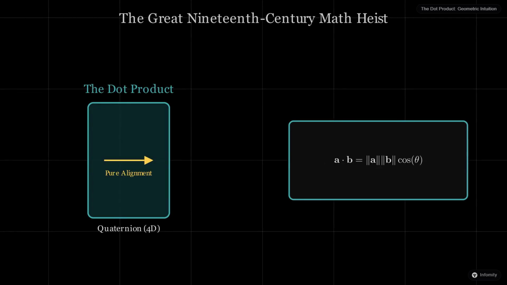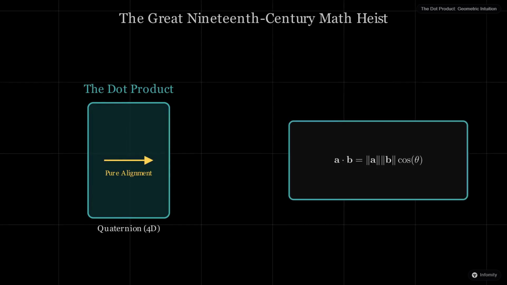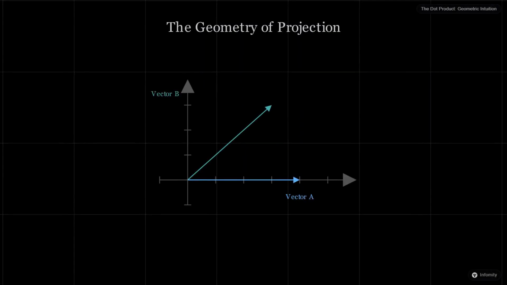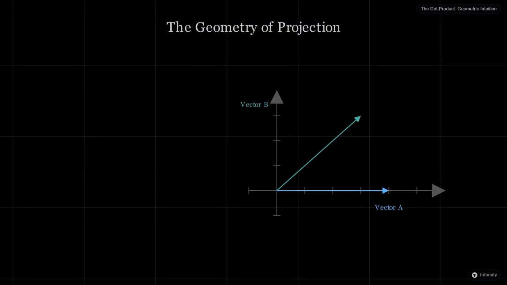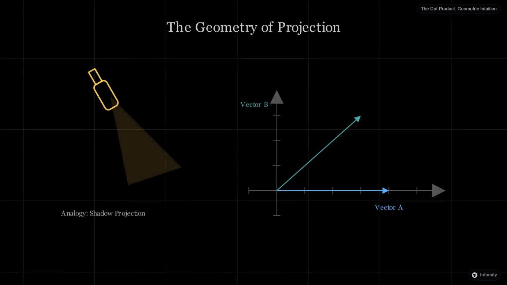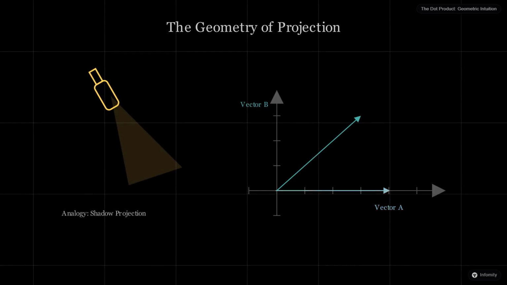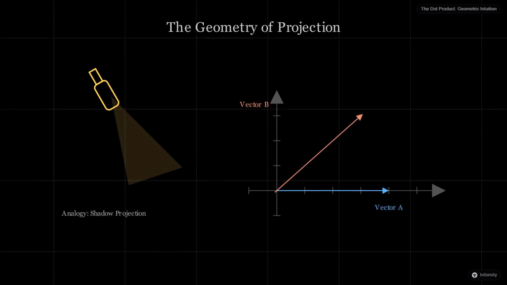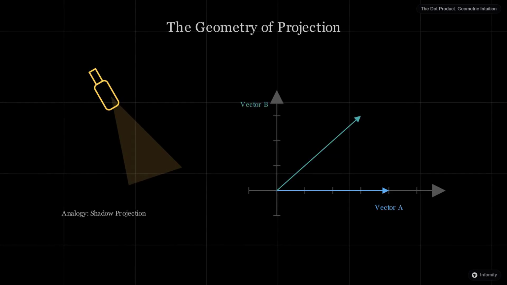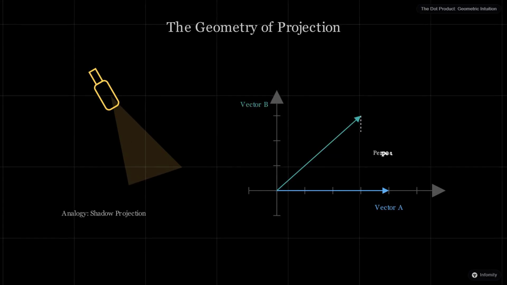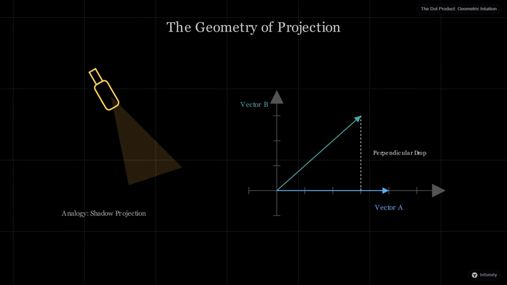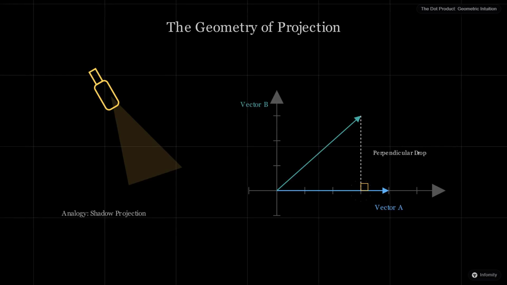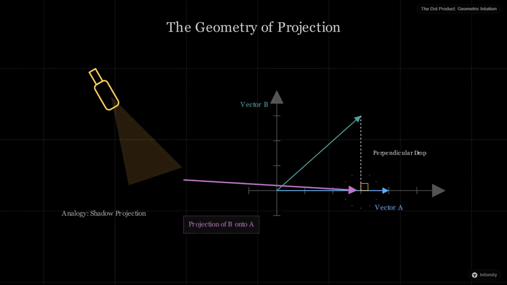Now, let us look at its clean geometric mechanics. Let us place two vectors in our two-dimensional space. Like our flashlight casting a shadow, we project one vector onto another. We align vector A horizontally to establish a baseline. Pause for a second. If vector B points elsewhere, how do we find its shadow? We drop a perpendicular line from its tip straight down. This drop creates a right triangle, mapping B onto A. This mapped segment is the projection.